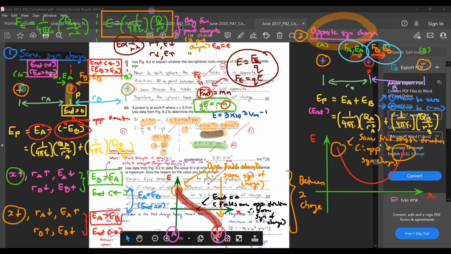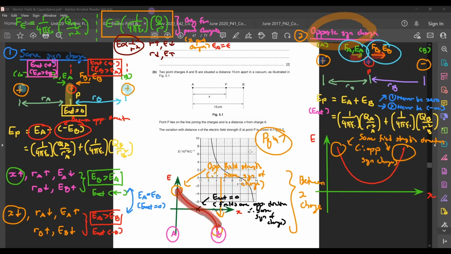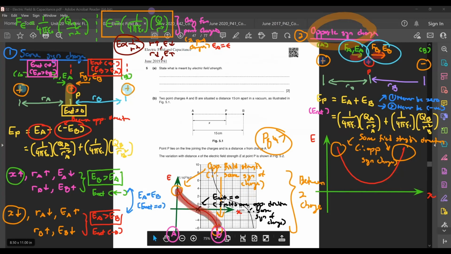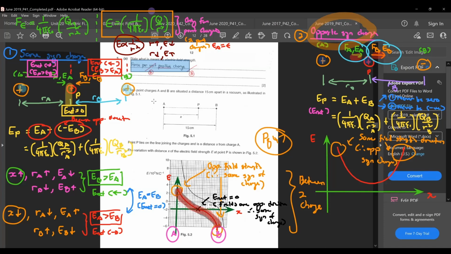This one should be slightly easier now. Okay, so have a look at page 47. This one is actually June 19 P41. Okay, so state what is meant by electric field strength. Field strength is actually just force acting per unit positive charge. Nothing to it. It's just a simple definition question.